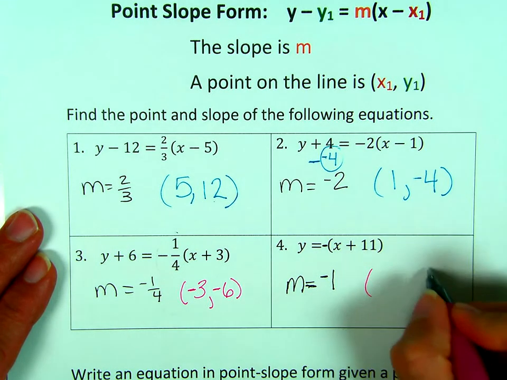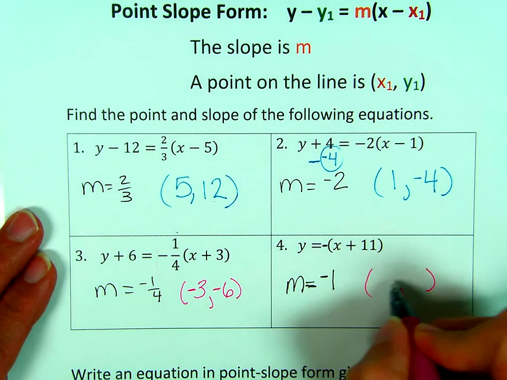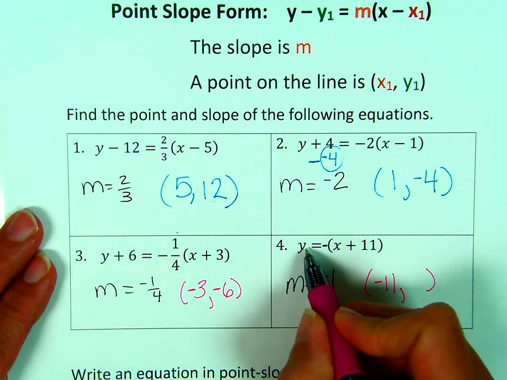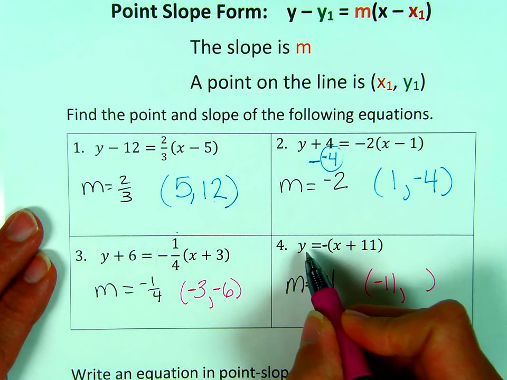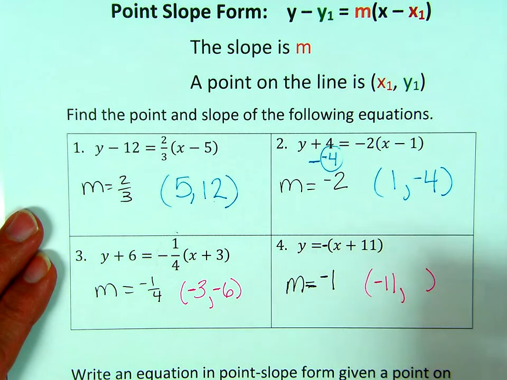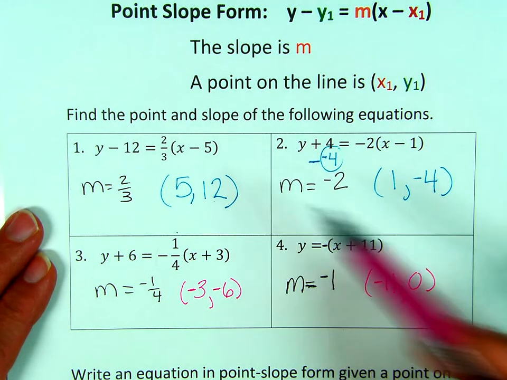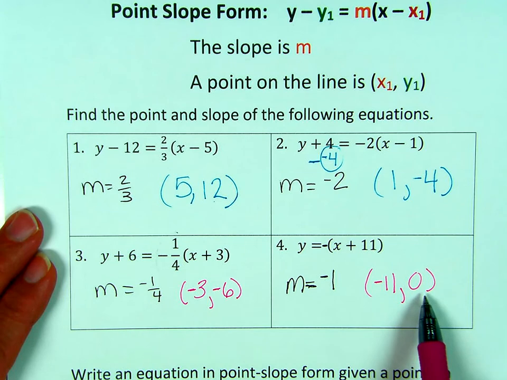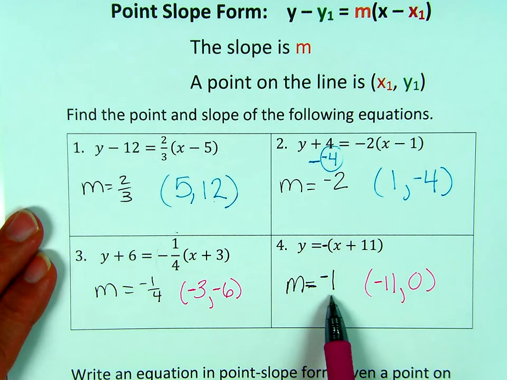And then what is our point? Well, x is negative 11, but notice there's nothing next to the y. Well, what could be added to y so that it would still be y? The only thing is 0. Anything else you add or subtract, there would be a number there. So my point is negative 11, 0, and my slope is negative 1.